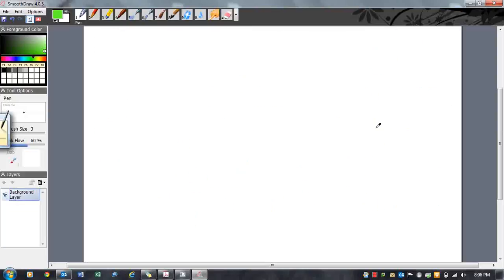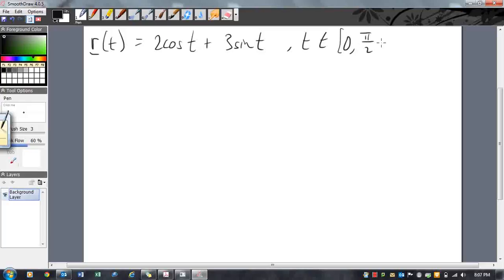Cool. Let's do one more. Let's put a restriction on our values for this one. Okay, so r(t) is equal to 2 cos t i plus 3 sine t j. And let's restrict t here to 0 to pi on 2. Let's just make it a bit more interesting, see what happens.